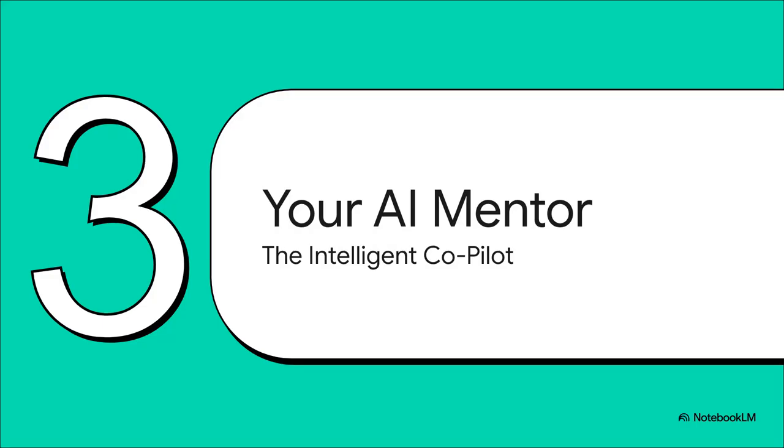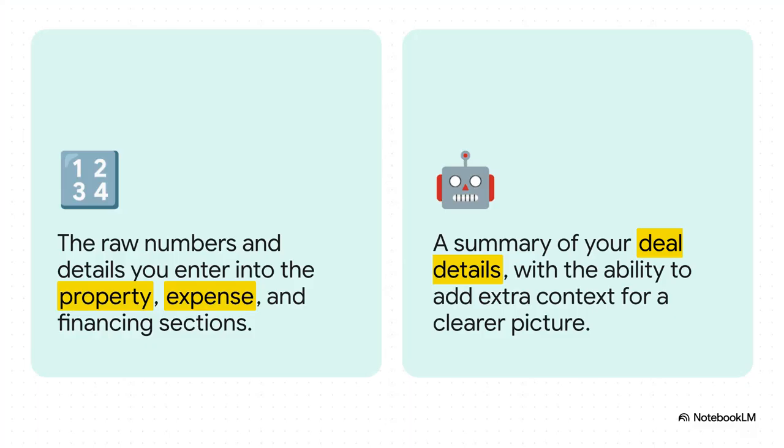So, you've put in all this raw data. Now what do you do with it? Well, this is where a really modern feature comes into play, the AI Mentor. Think of it like an intelligent co-pilot sitting next to you, helping make sense of it all. And this slide just lays it out perfectly. On the left, you've got your data inputs, basically a list of numbers. But on the right, the AI Mentor takes all of that and transforms it into a clear, coherent summary. It helps you build a story around your deal, not just stare at a spreadsheet.